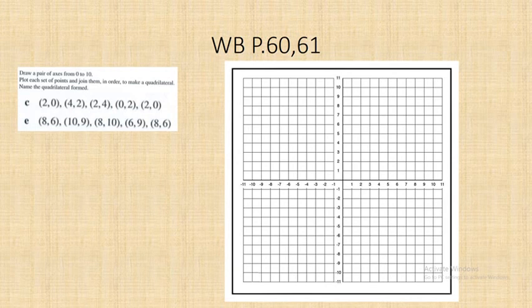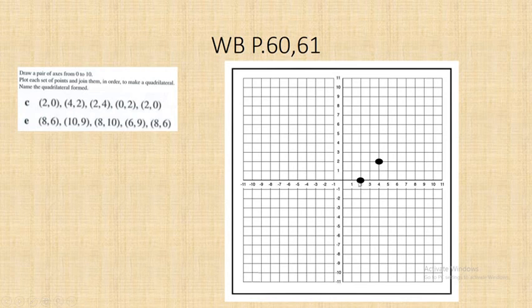So let's start to plot question C here together. The first point is 2 and 0. Remember, 2 first because it's x, so I will put 2 in x and 0 in y. So I go 2 steps to the right and 0 steps up and down. So it's going to be here. After that, 4 to the right and 2 up. So 1, 2, 3, 4 and 2 up, 1, 2. So the point is going to be here.